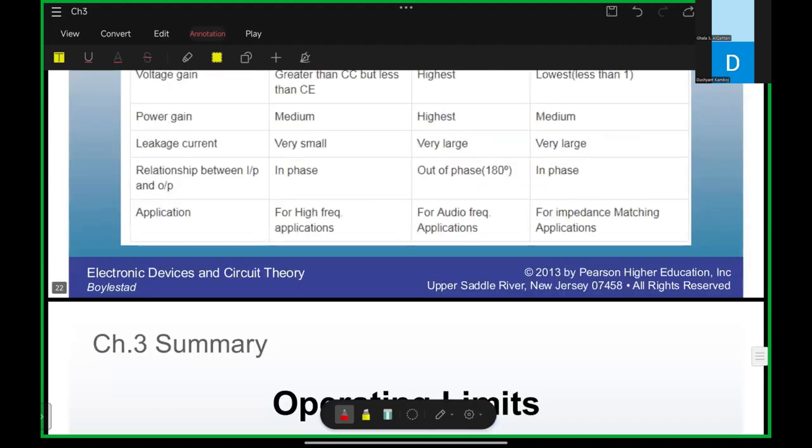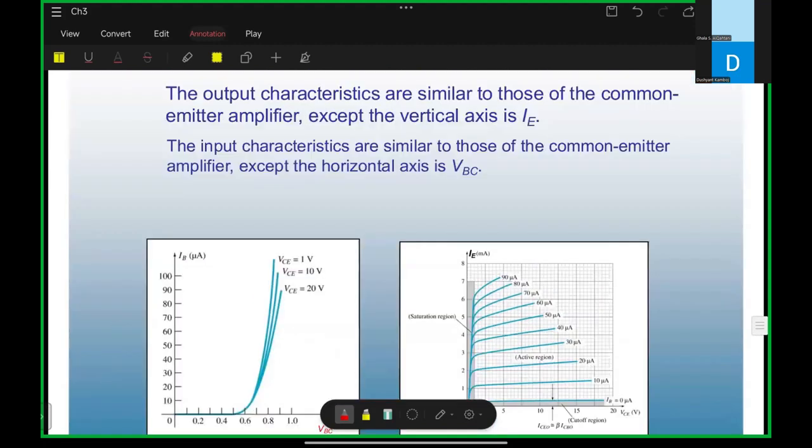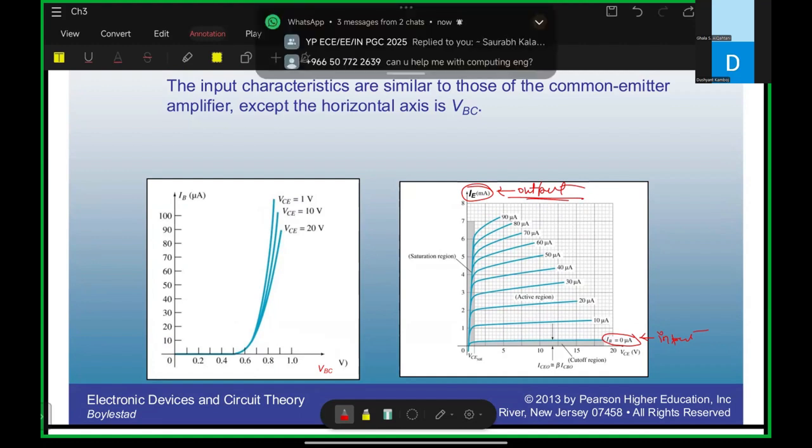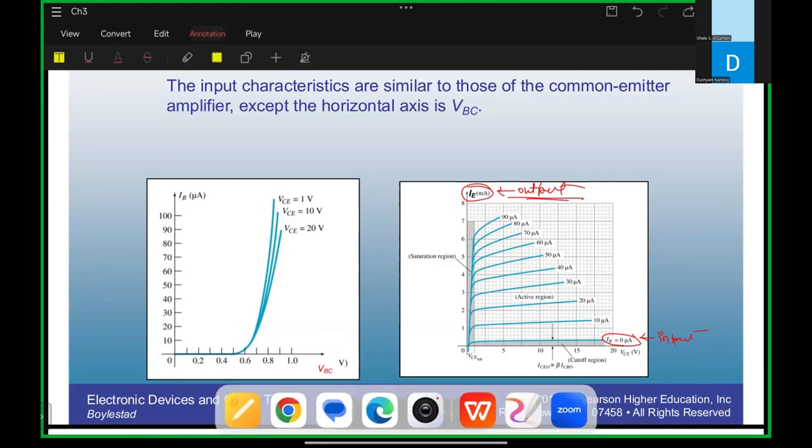Yeah, this is the third configuration. What you are seeing, IB is here and IE is here, right? This is your input, and this is our output. So which terminal is left? The collector current, IC. So that means it is the common collector. Yes. So now move to your example.